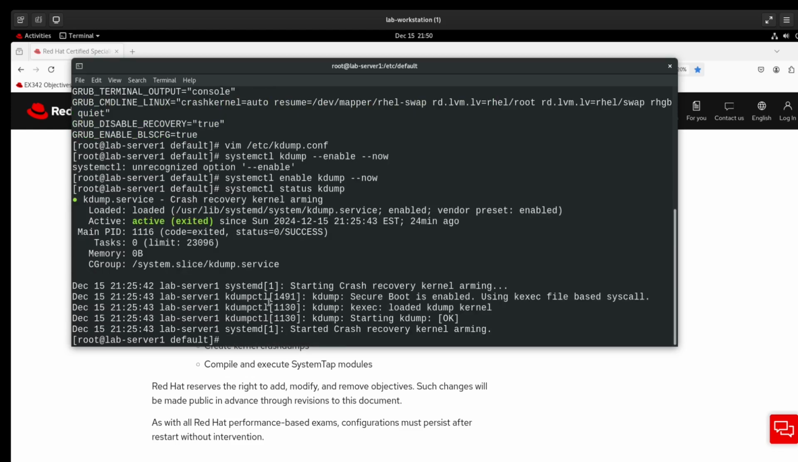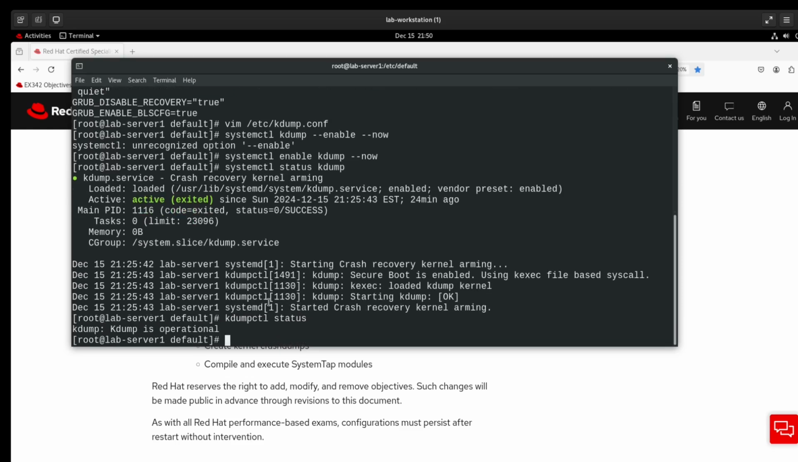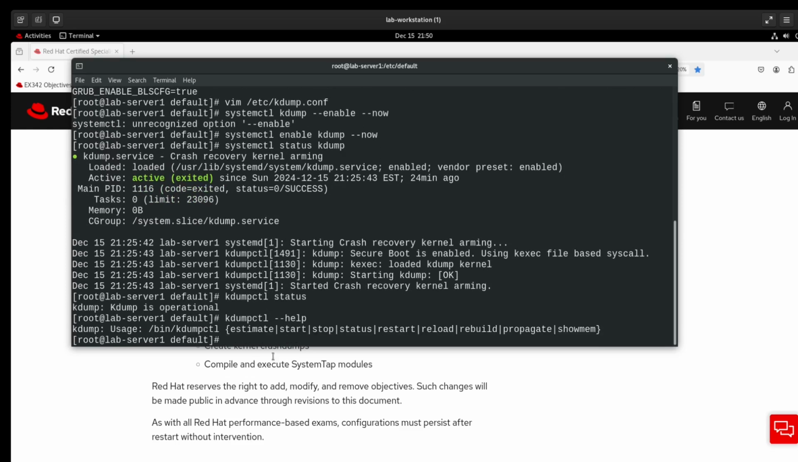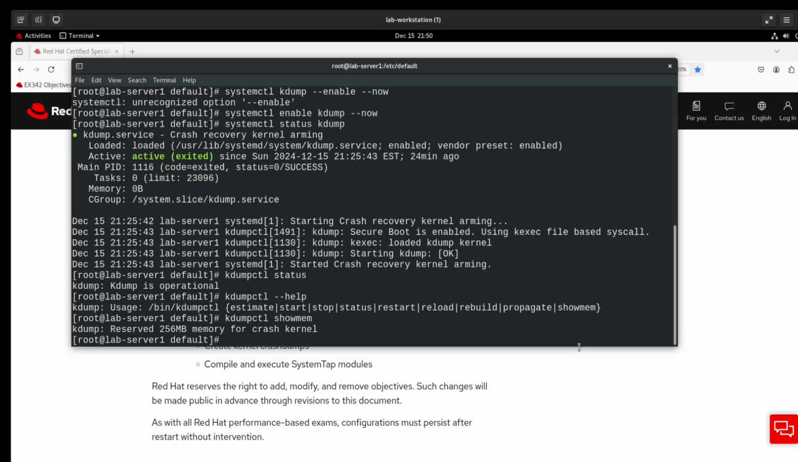Yep. And I think it's kdumpctl that can give us some information. Status should show that it's operational. And when in doubt, --help, right? Yep. All right. So we'll deal with propagate in a minute. We should be able to see with showmem how big. All right. So there's 256 megabytes of memory that's being used as the crash kernel. Let's see what estimate does. I actually haven't looked at that before.